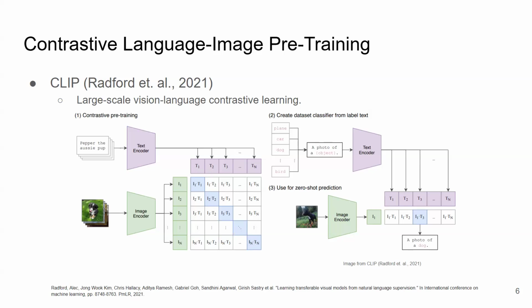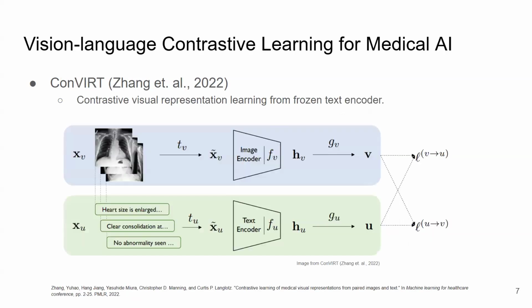And you can predefine, for example, the plane, car, dogs, those classes, and then just compare the similarity in the embedding space to the image. You can have a classifier easily. And in the medical area, there are similar work.